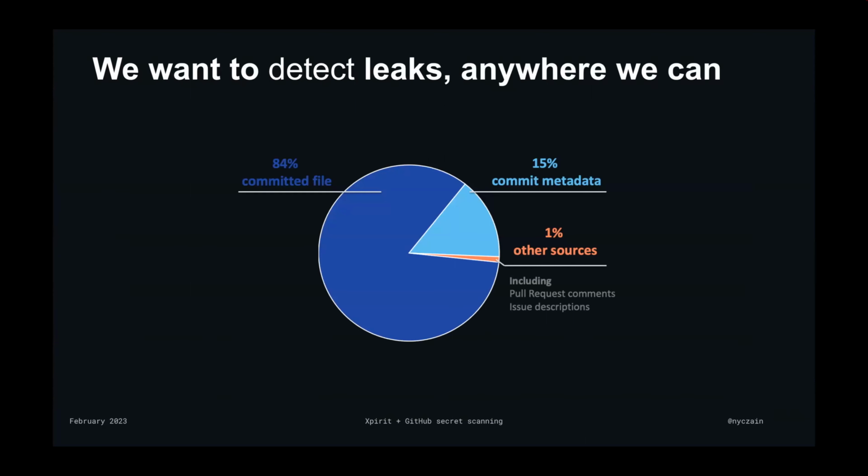And this just shows the different types of places that we detect leaks. We want to detect a leak anywhere software is built. So this shows where GitHub tokens are most commonly found. And this is the thing that drives our roadmap. We want to continue to expand the reach of secret scanning to encompass all developer tools.